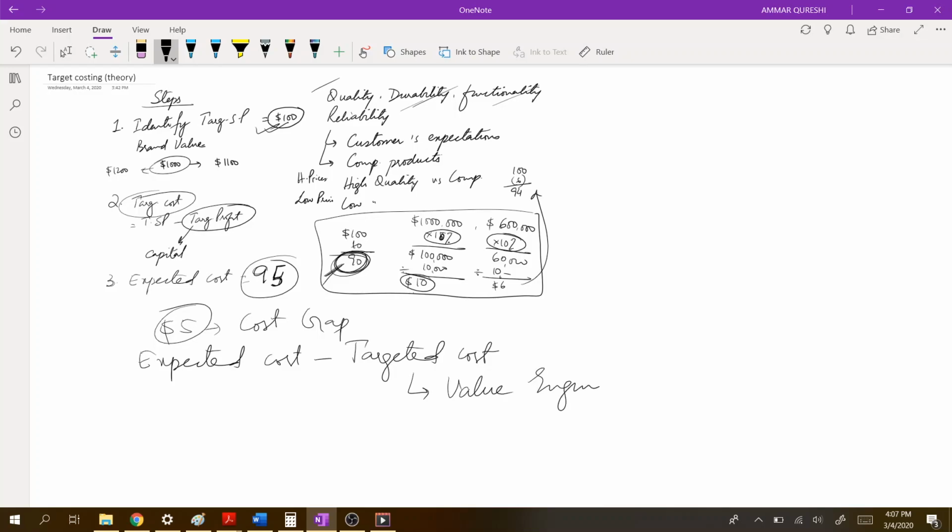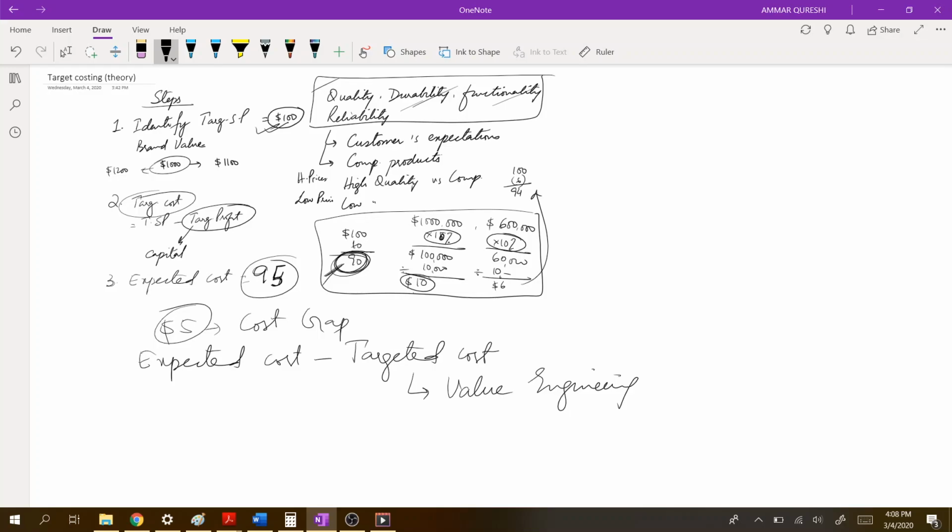Now, what is the value engineering concept? Value engineering means we try to reduce the cost of the product without compromising on the requirements from the customer. I mean, without compromising these four areas, we want to reduce our cost as much as possible. And how can we do that? We have multiple options for that.